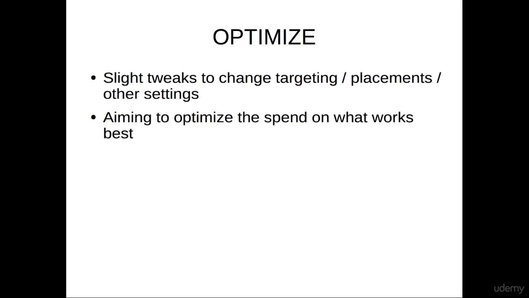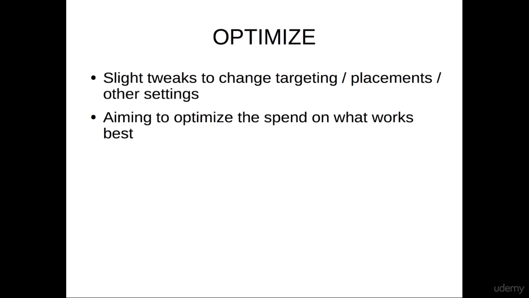The aim is to optimize the spend on what works best. Yes, for example, we're running an ad set to males and females. Males are converting at £8 cost per purchase. Females are converting at £10 cost per purchase. You're still making a hell of a lot of money and profit from each sale from both male and female, even though the females are costing you more to convert.